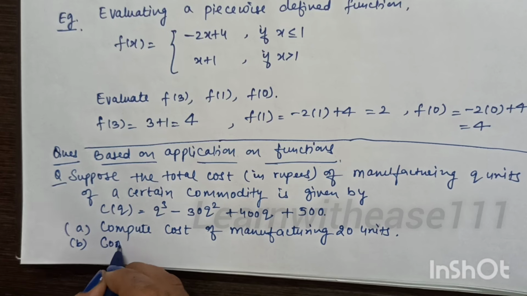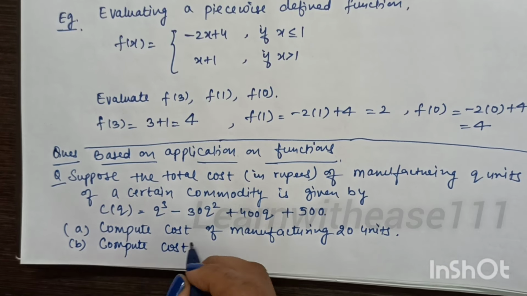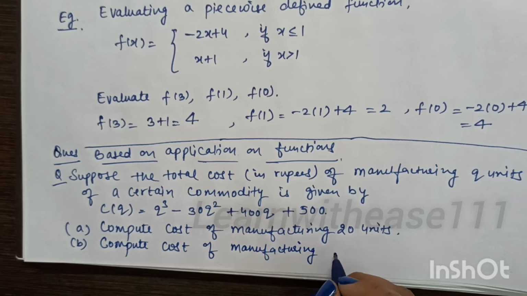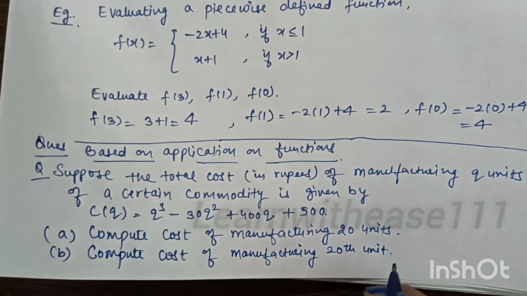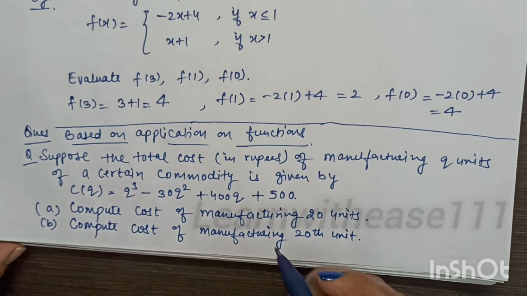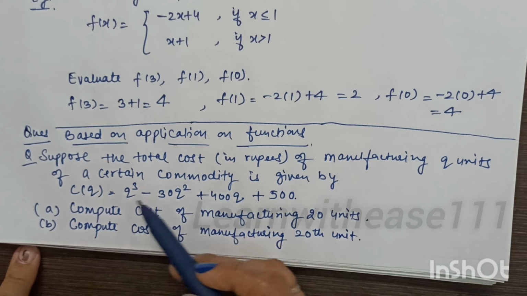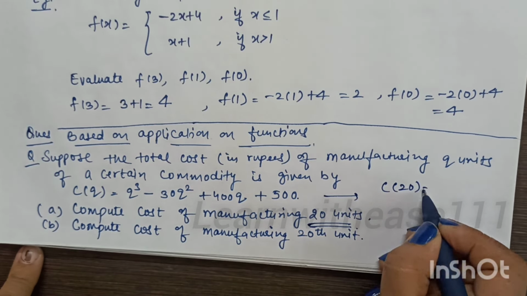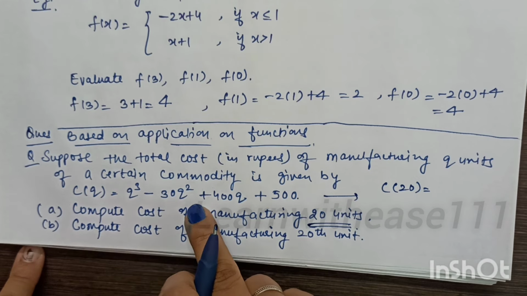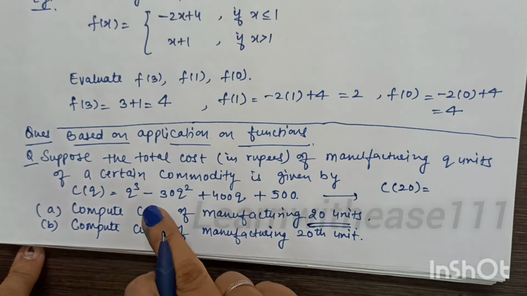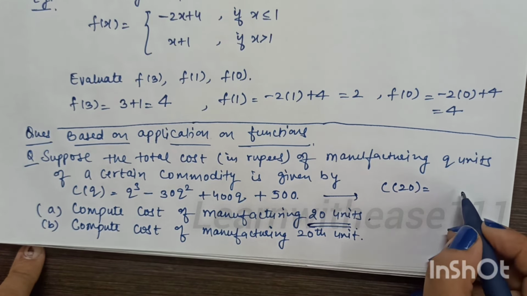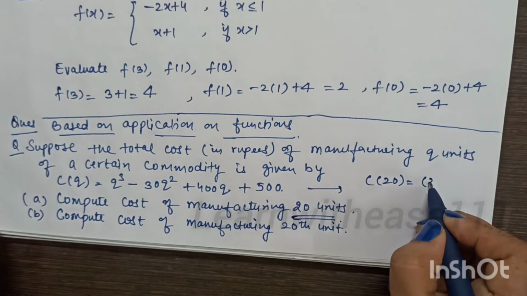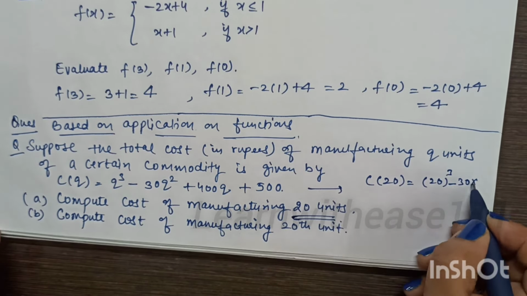and in part B compute the cost of manufacturing the 20th unit, the 20th unit manufacturing cost. To calculate this, we just need to substitute certain values. If you want the cost of manufacturing 20 units, you need to find simply C(20), which means substitute 20 in place of Q and get the answer. So this is very simple. You can easily calculate.